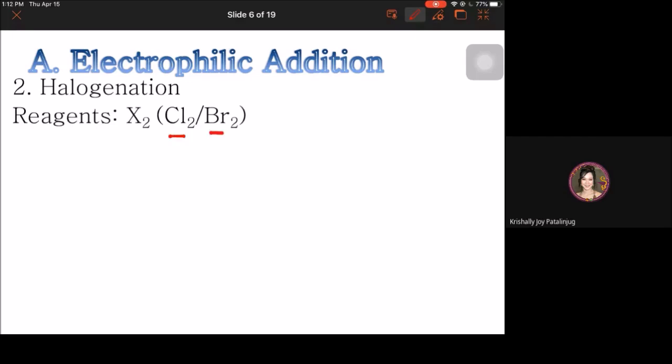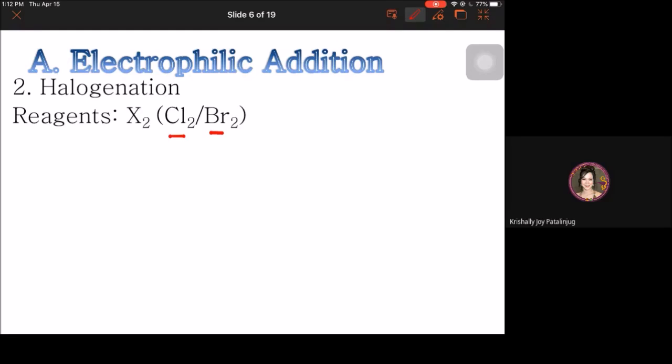Di ba? Kapag X sa chemistry, that serves or that is a symbol for halogen. So X2, that could be a chlorine gas or bromine gas. Okay? But between the two, ang much more reactive when it comes to a halogenation reaction is chlorine gas. That is why for most of the halogenation reaction, ang pinaka-commonly added na halogen gas is chlorine gas.